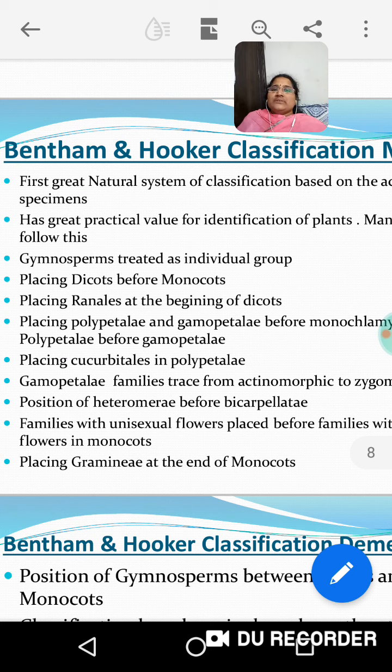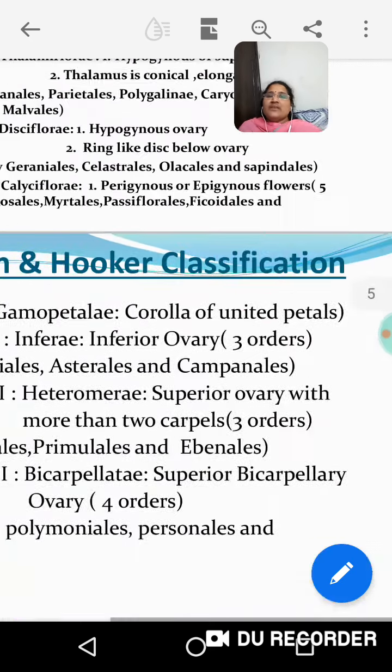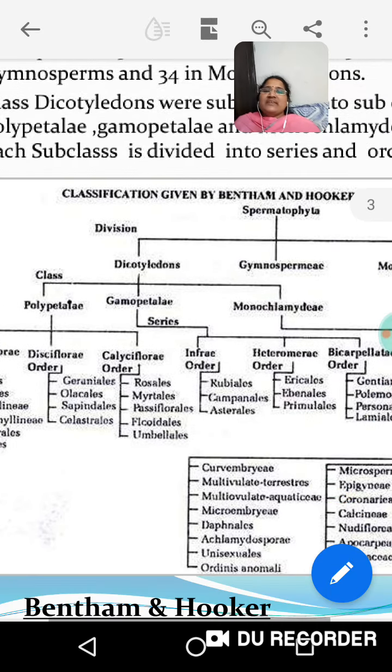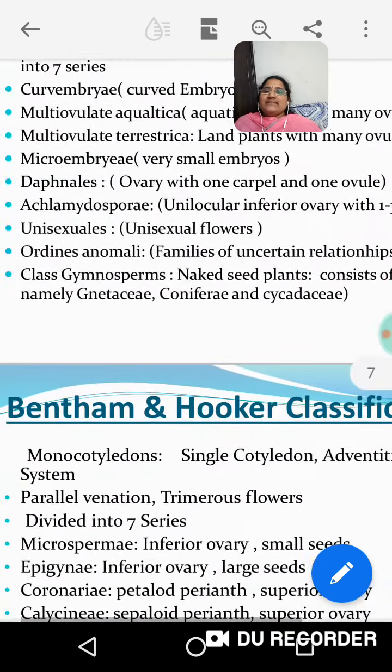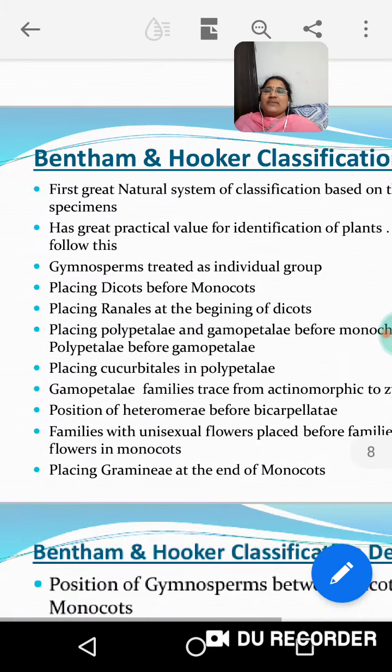And now the third benefit of this Bentham and Hooker classification is gymnosperms. Gymnosperms are being treated as a separate group. If we see the classification, so I am taking you again to the classification. See here, the gymnosperms are being placed between the dicotyledons and monocotyledons. So that point is taken as the advantage, the merit of this classification. Why? Because gymnosperms are being treated as a separate entity, separate group. So that one is the advantage for the Bentham and Hooker system of classification.